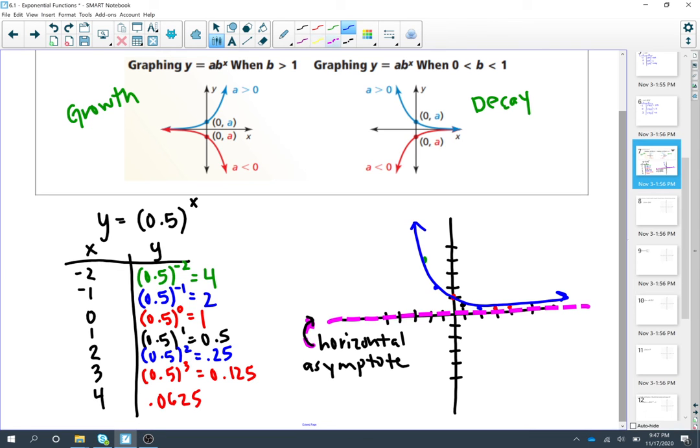So if we go back up and look at our 4 examples up here, there's a horizontal asymptote at 0 that both of these get so close to but never touch, and another horizontal asymptote at 0 that both of those get really close to but never ever touch. And again, that word is asymptote, which is a line that it gets really close to but never touches.